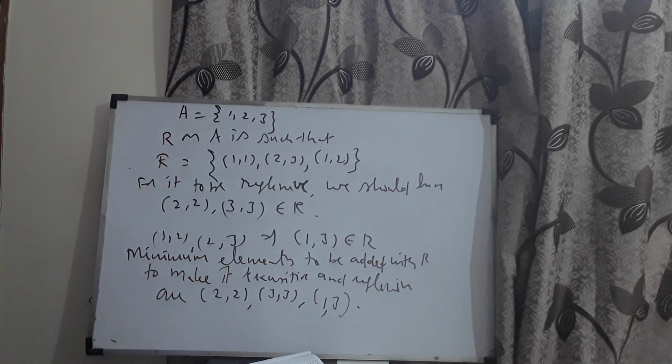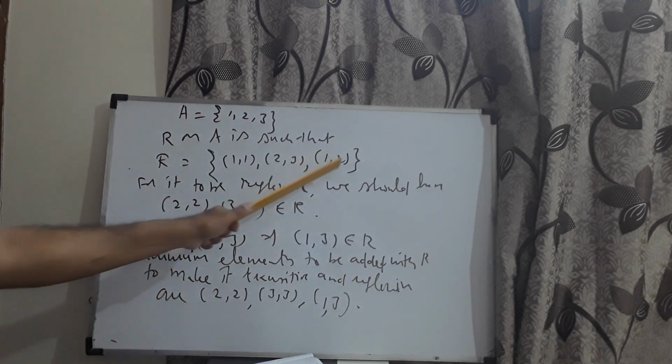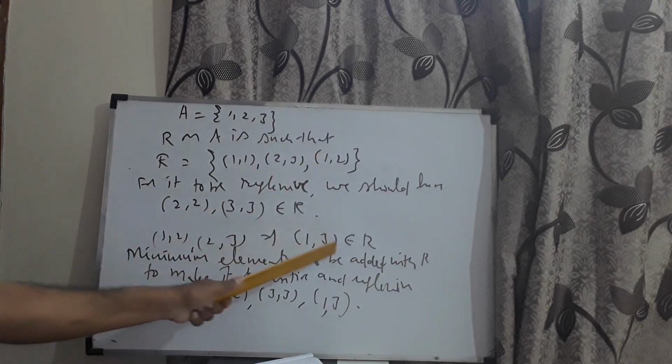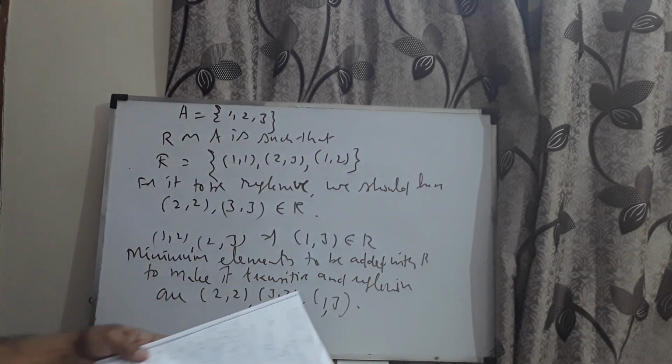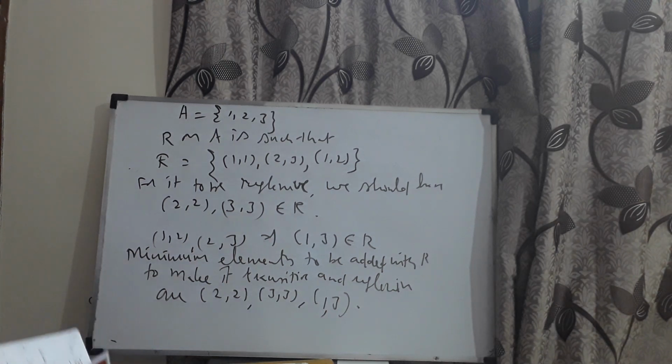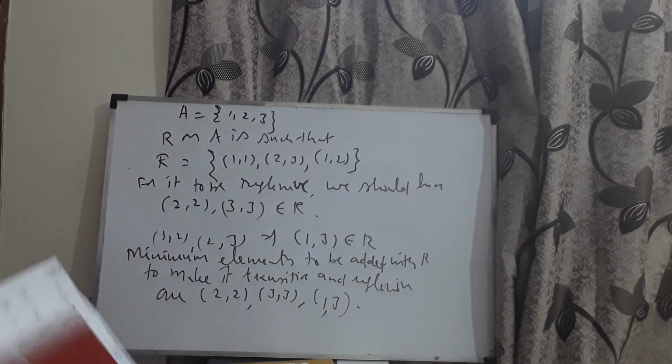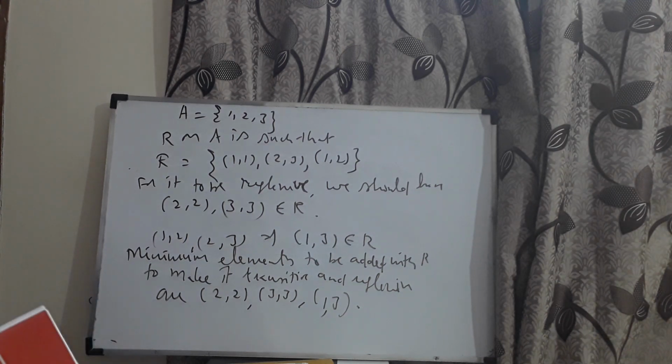It is not a difficult task to follow. 2 should be related to 2, 3 should be related to 3, (1, 1) is already there. Therefore, these 2 are to be added for it to be reflexive. Already (1, 2), (2, 3) is there, therefore (1, 3) should be there for it to be transitive, otherwise it won't be transitive. Therefore, for the relation to be reflexive as well as transitive, the minimum number of elements we are supposed to add will definitely be (2, 2), (3, 3) and (1, 3). It's not a difficult task.